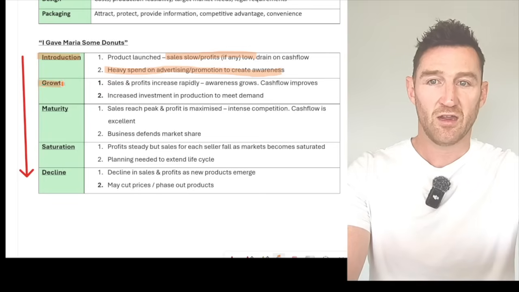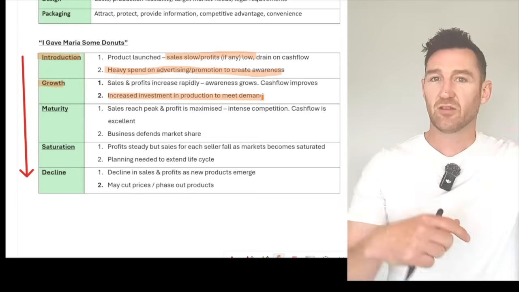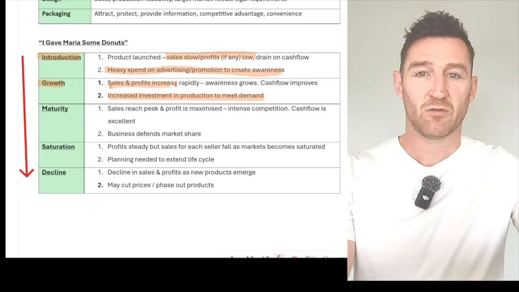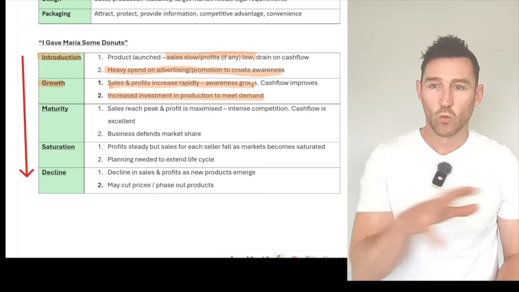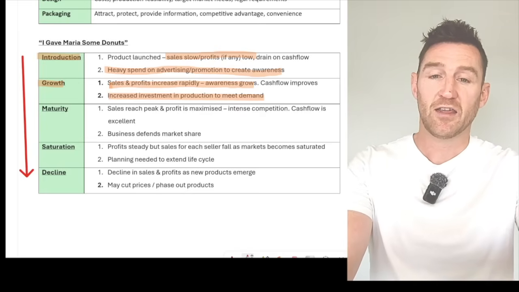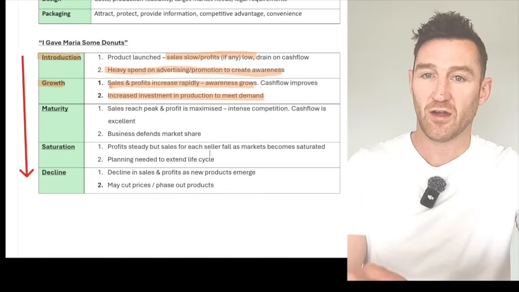In the growth stage, how's the business behaving? Well, they're investing in production to meet demand because things are starting to take off. What's the impact on finances? Sales and profits increase rapidly and awareness grows. One other point there, if you're drawing the diagram for accuracy, you want to have the peak of your diagram at the far side of maturity.